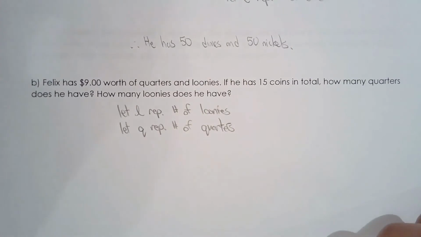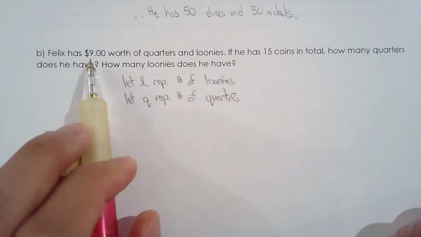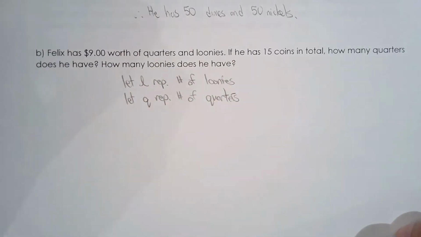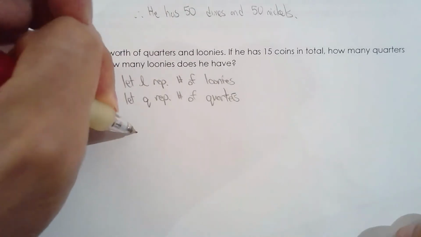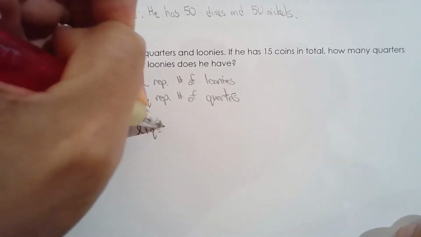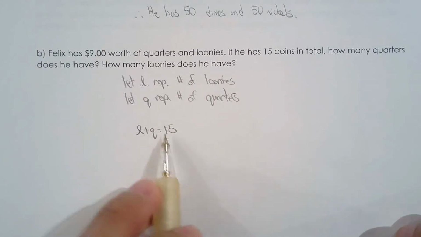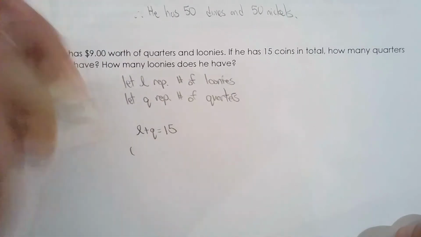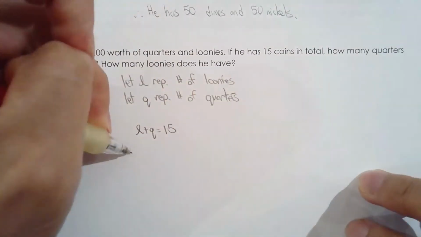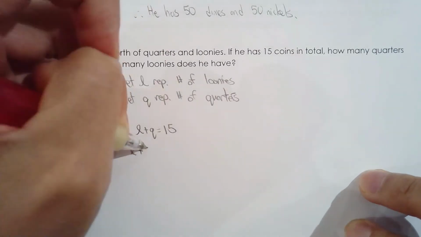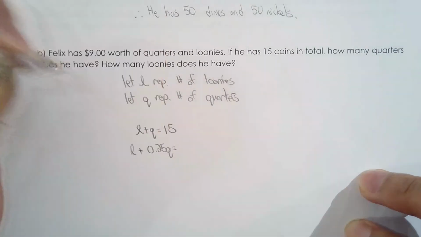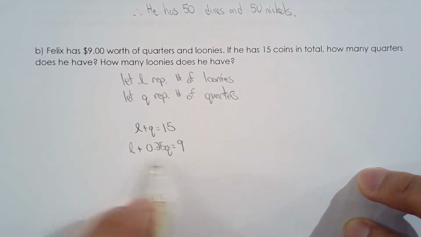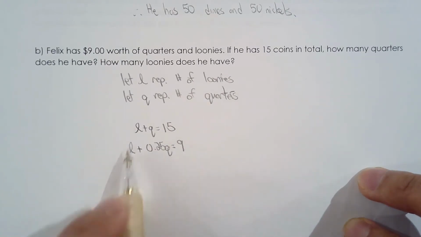Okay, all right. So there's two facts: the sum of the values from the quarters and loonies is $9, and the fact that there are 15 coins in total. So that will allow me to build a linear system. The first fact I think is pretty easy. The number of loonies plus the number of quarters is 15. And the total value from the loonies and quarters is $9. So L plus 0.25Q equals 9.